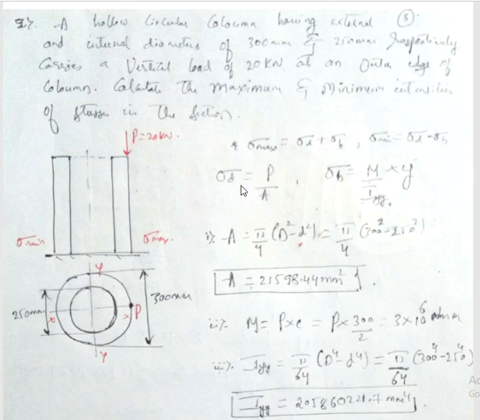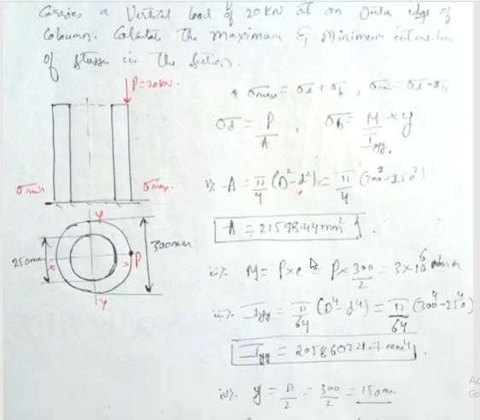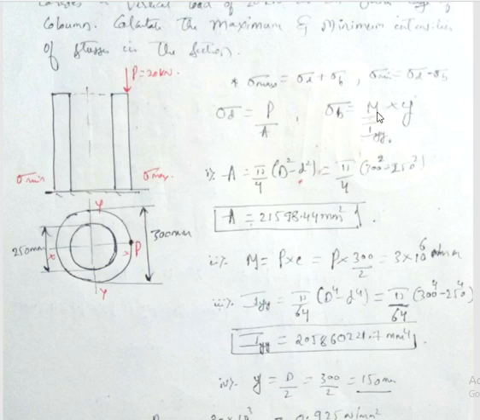We all know that direct stress is given by P by A and bending stress is given by M by I into Y. Now let us calculate the terms individually. Here I need area. Area of this hollow section will become pi by 4 into outer diameter square minus inner diameter square. Outer diameter is 300, inner diameter is 250. When I substitute the values, I'll get the value of area. Once I get the area, I need the value of moment.